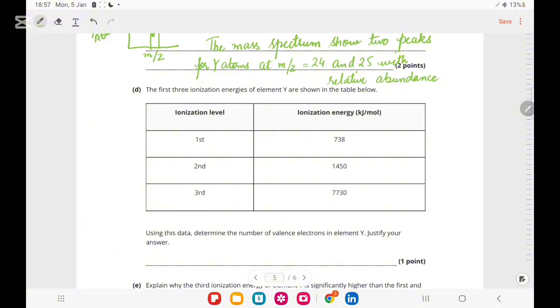The first three ionization energies of element Y are shown in the table below. So you can see there are the first three ionization energies and they are saying use this data to determine the number of valence electrons in element Y. If you see the first and second ionization energy, then it is almost doubled. But if you see the second and third ionization energy, then it is increasing more than 4 times. Why is that?